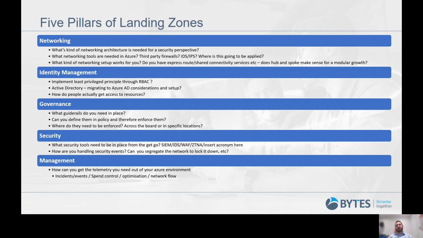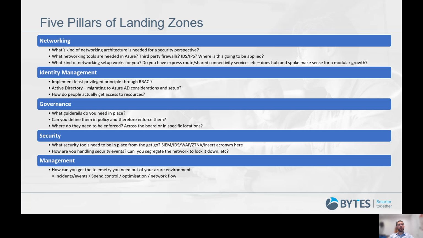Identity management goes into the last one a little bit. So how do you want people to access your environment? Active Directory, how are you handling third parties in your Active Directory? How are you having your Active Directory synced back to on-premise? Are you doing that in a hub and spoke networking model? Have you defined that?